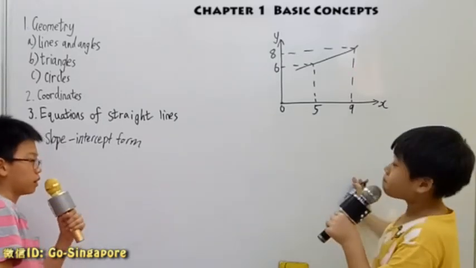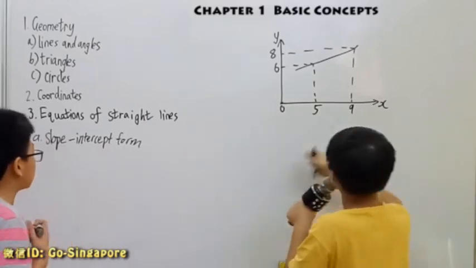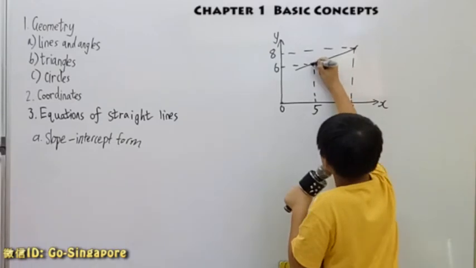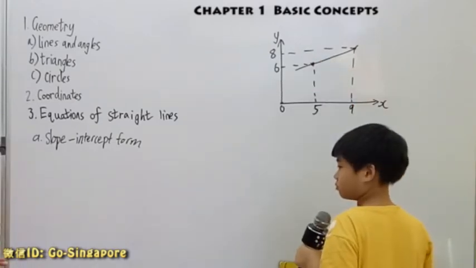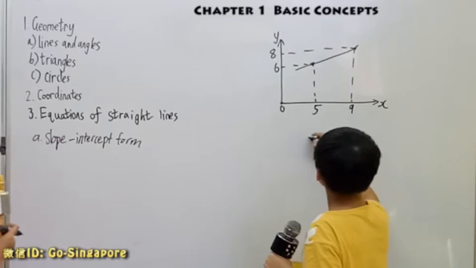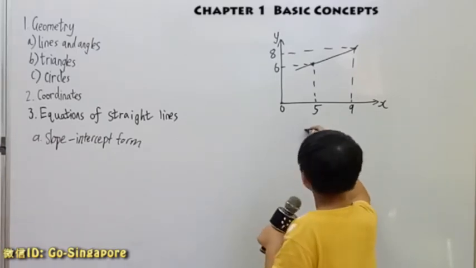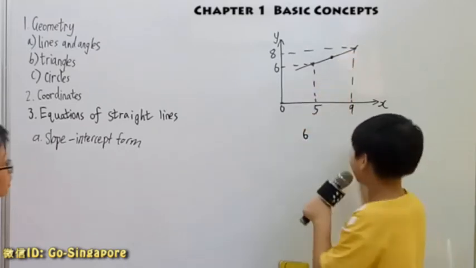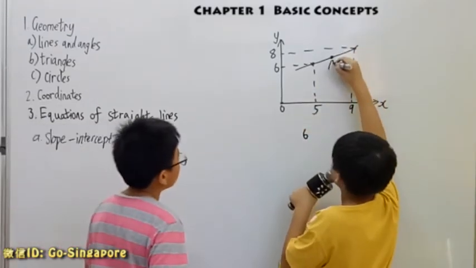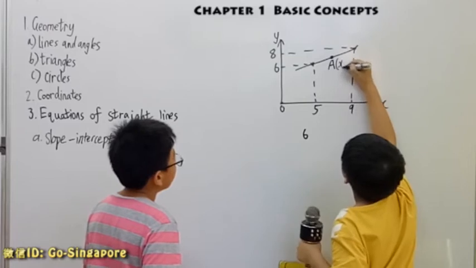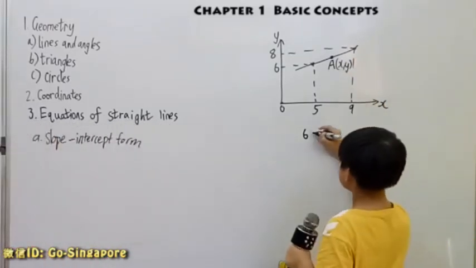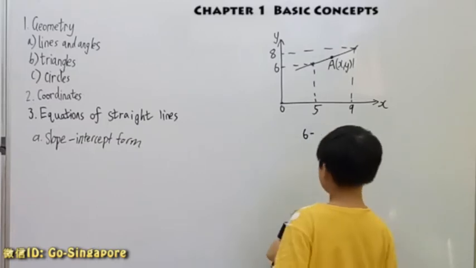For this slope intercept form, we have these two, right? Yes, we do. L1. We can have a movable point here, which we can call A. And this is x, y.